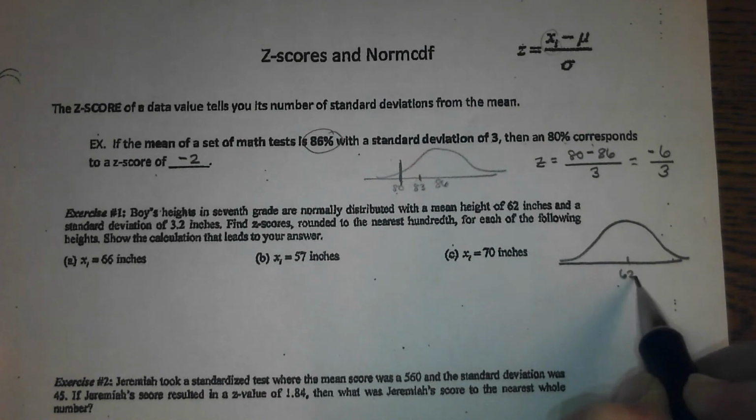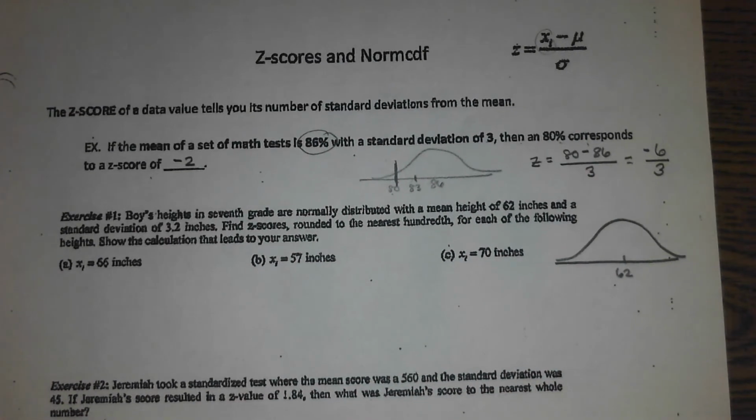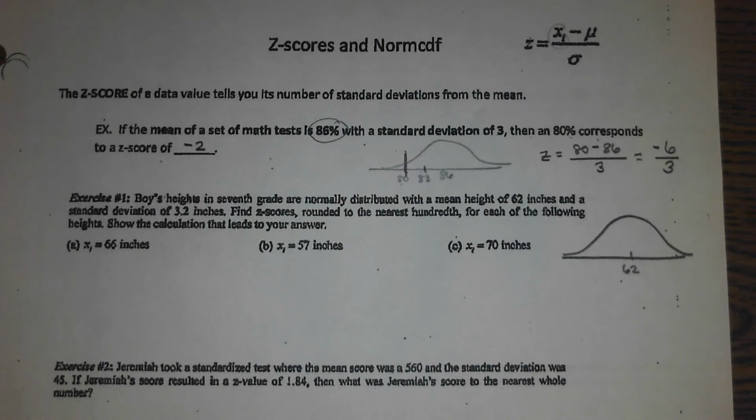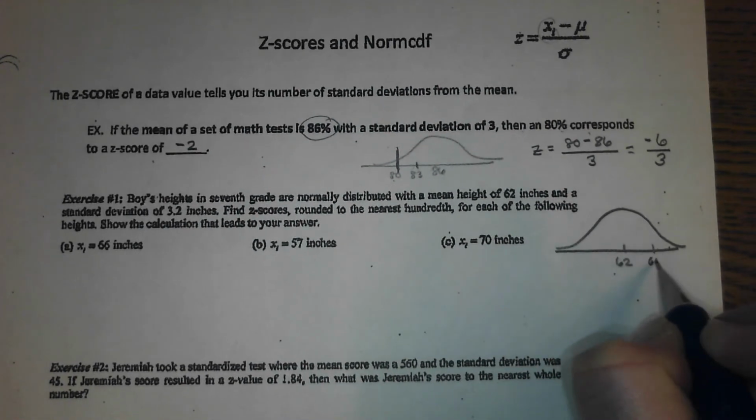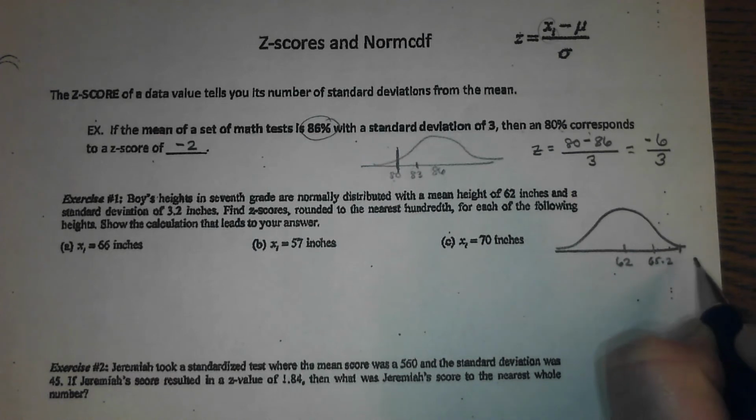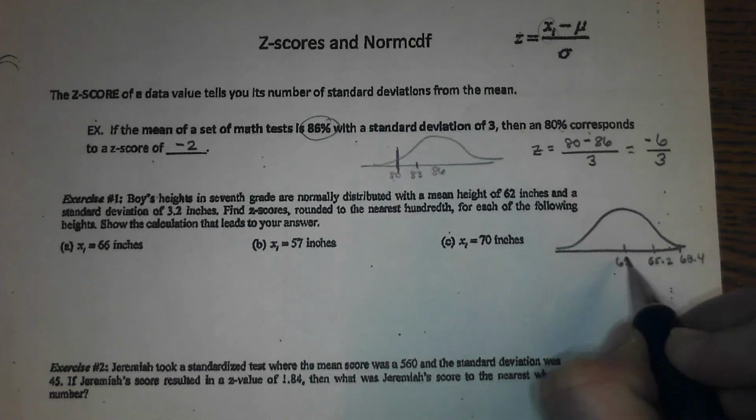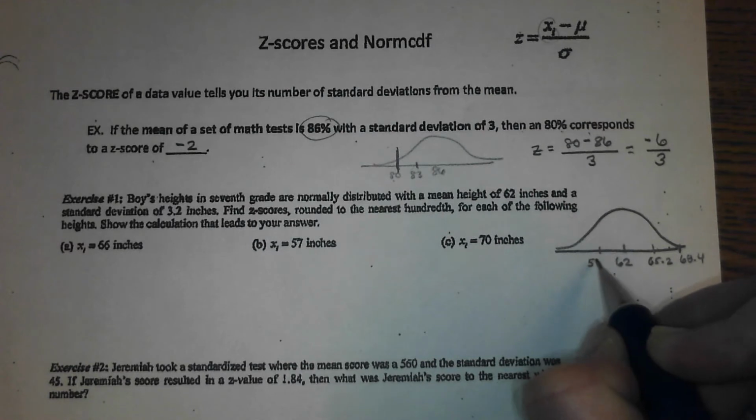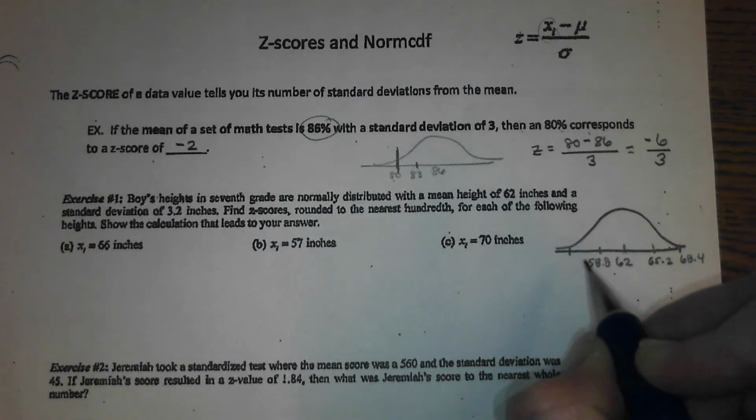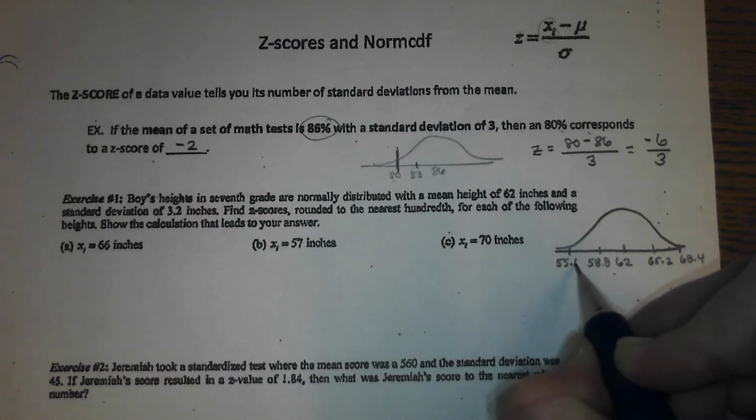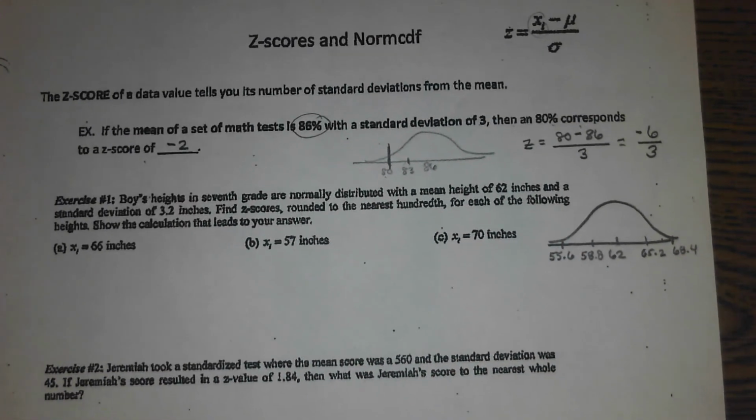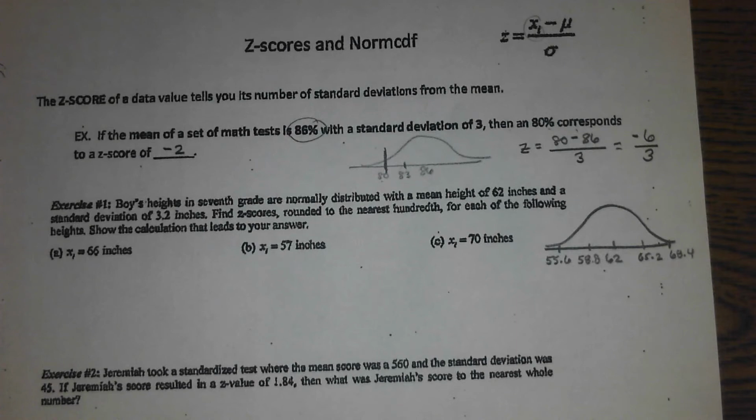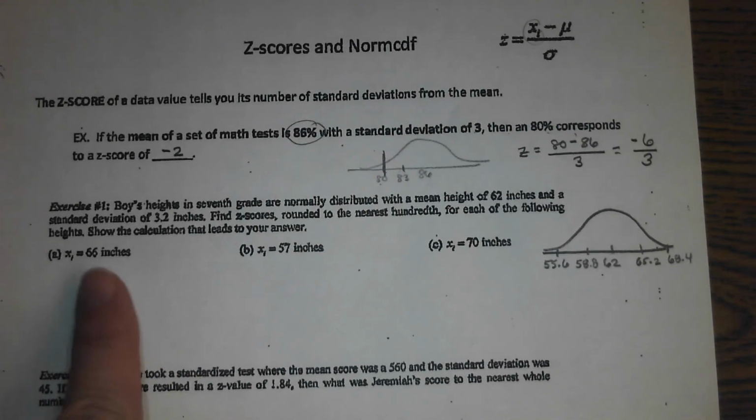I still prefer an image. I don't know if that means I'm a visual person, but I'm just going to give you that visual perspective in case that helps you too. So mean height of 62, standard deviation of 3.2. This is an uglier standard deviation. So if I go up 3.2, I'm at 65.2. Up another 3.2, and I'm at 68.4. If I go down 3.2, I'm at 58.8. Down 3.2 more, I'm at 55.6. Find the z-scores of each of the following heights.